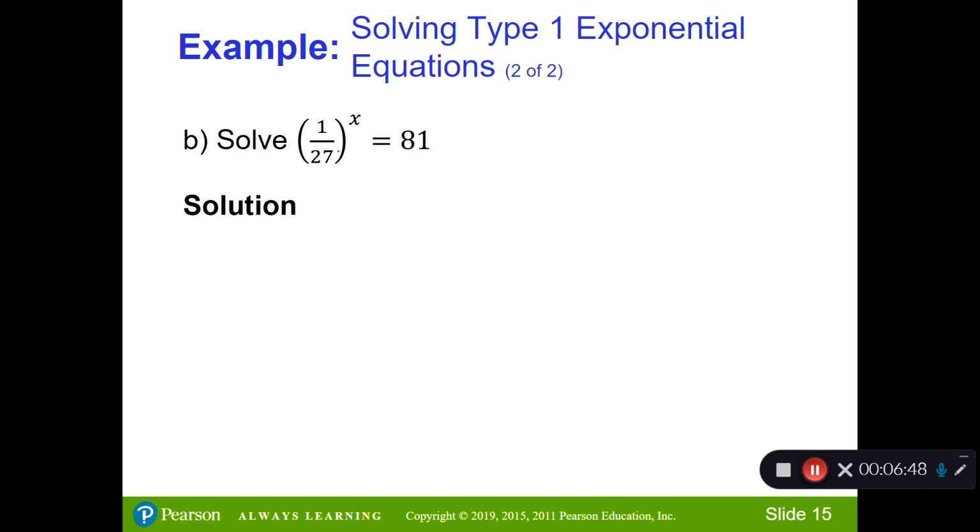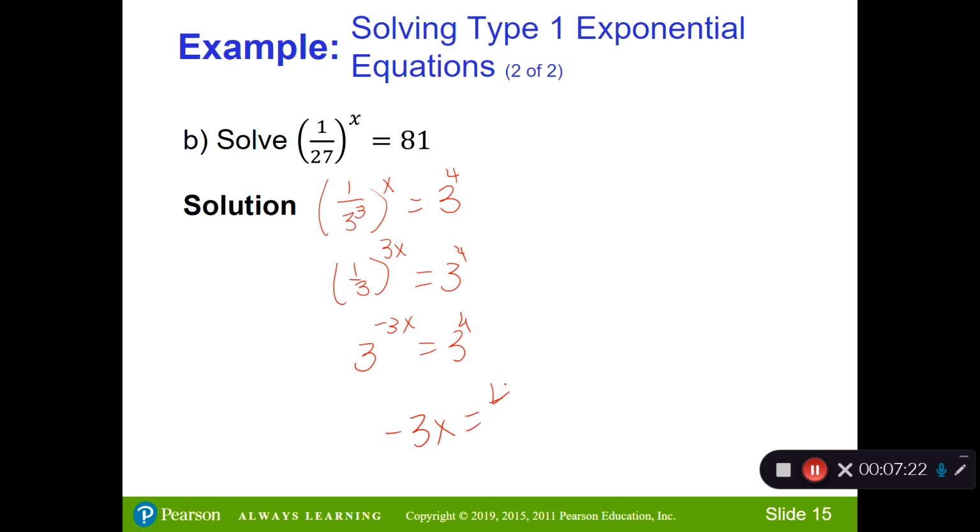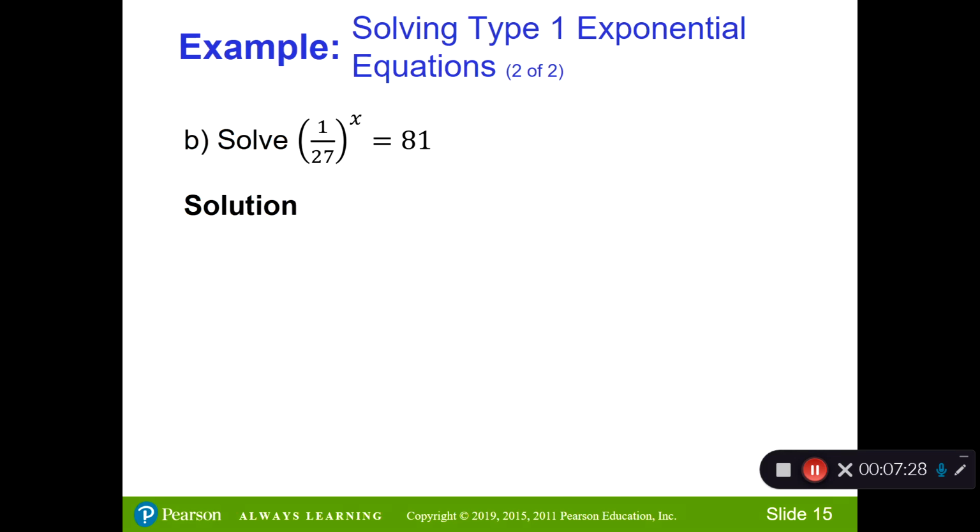Let's do the same thing here. So 27 can be rewritten as 3 cubed. And 81 would be 3 to the 4th. Now, this is the same thing as 1/3 to the 3x. I want the bases to be exactly the same, so I get rid of this fraction by making the exponent negative. So here we get negative 3x equals 4 when we equate the exponents. So x is negative 4/3. Again, you can verify that on your calculator.